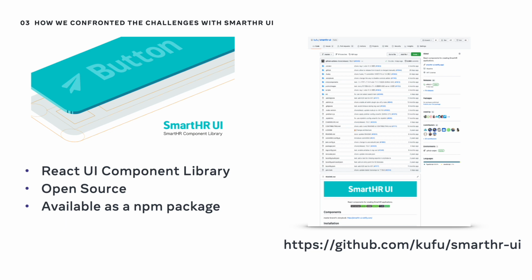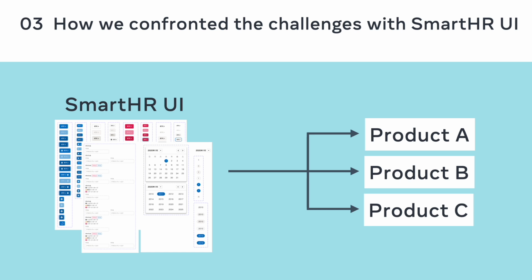SmartHR UI is an in-house React UI component library. It is also an open source NPM package, which you could access the repository at github.com/kufu/smarthrui. Please take a visit after my talk if you're interested. As already mentioned, the UI component library has the advantage of being able to be distributed to each product, which has been highly effective in developing products in the HR domain.